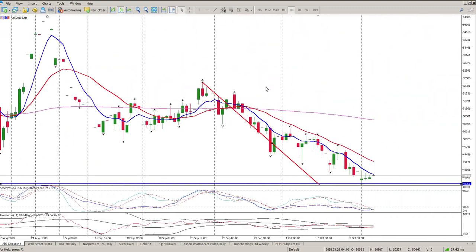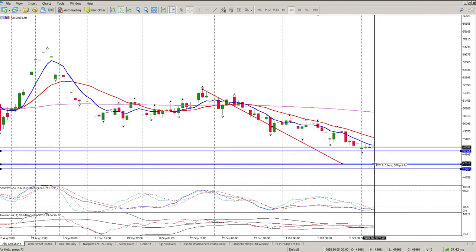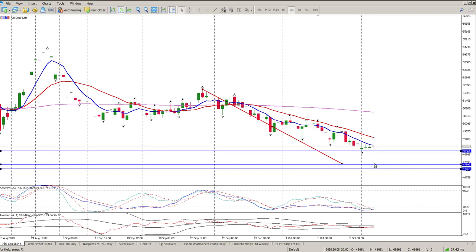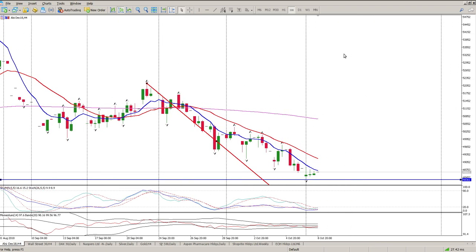So that is the level that I am watching for, because that ties up quite nicely with this measured move, and we are fairly close to it. Well, I suppose fairly close is relative when it comes to Aussie. We're 1,000 points away from it, but that would make the most sense to me.